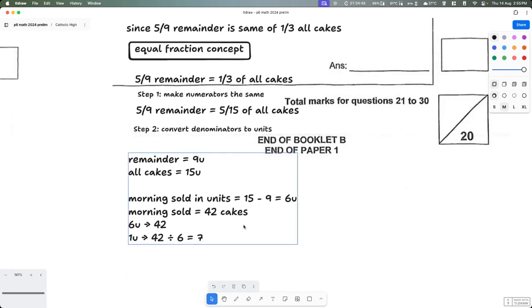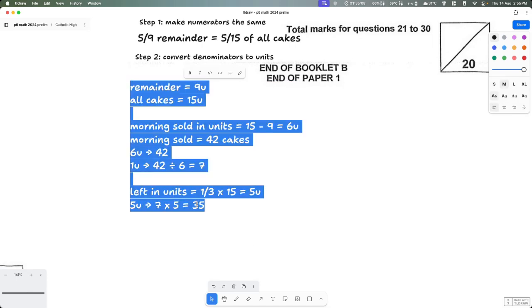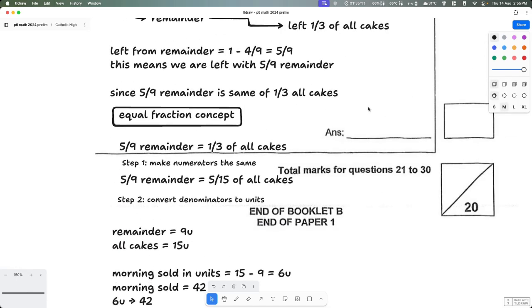All right, so how many cakes were left? So we have one third left. So left in units is equal to one third of all cakes times 15. This will be 5 units. Okay, so 5 units. Therefore, 5 units equal to 7 times 5. This will give us 35 cakes. And that's it. The answer to this is 35.